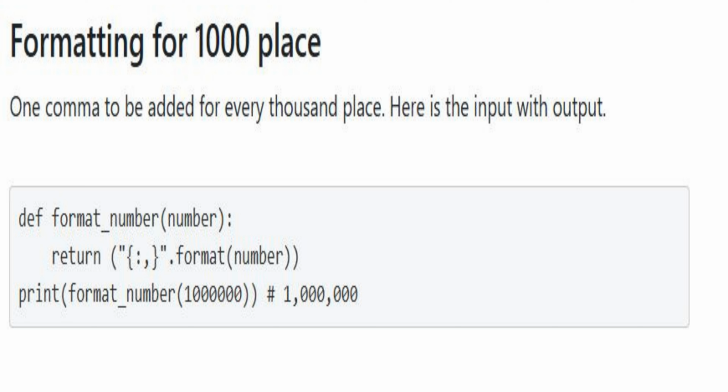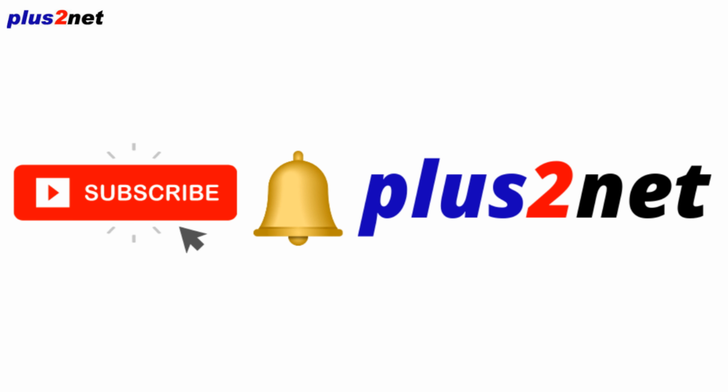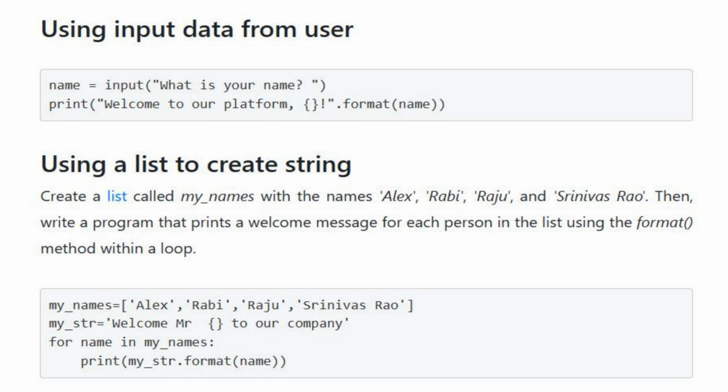But let's ground this. How does this stuff actually help in everyday coding tasks? Great question. This is where it moves from theory to practice. Think about user input. Like name equals input, what is your name? And then you want to greet them. Print welcome dot format name. Simple, dynamic, personal.